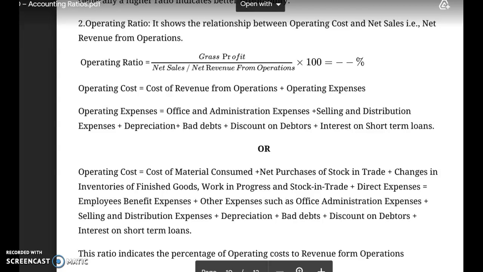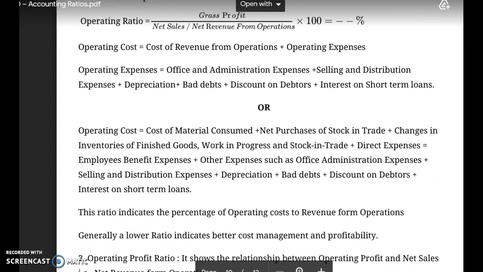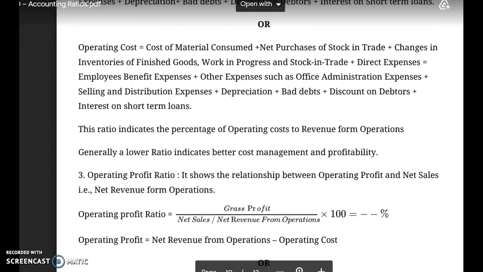Now there are other formulas to calculate operating cost. As I shared with you, it is a combination of trading account as well as profit and loss account debit side items. We would find that a number of elements are given which are associated with the trading account and profit and loss account. This way we calculate the operating ratio or operating expense ratio. It is very important to understand that this ratio indicates the percentage of operating cost to the revenue from operations.